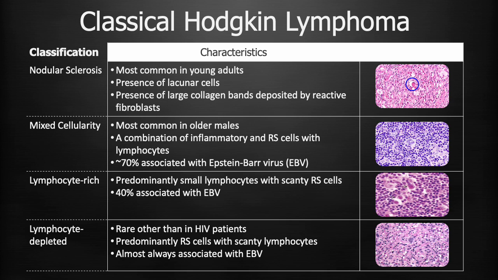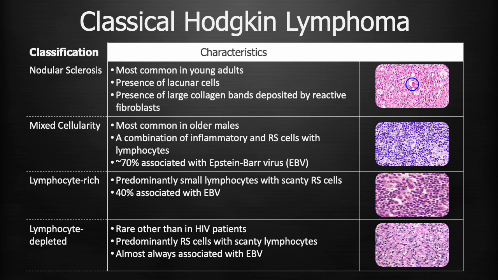Secondly, mixed cellularity Hodgkin lymphoma. This subtype is most common in older males, where the lymph nodes are composed of a mixture of inflammatory cells and numerous Reed-Sternberg cells with intermediate number of lymphocytes. About 70% of cases are associated with EBV.